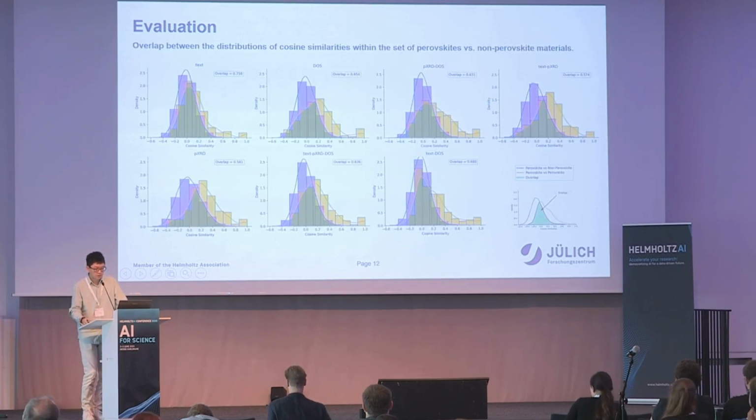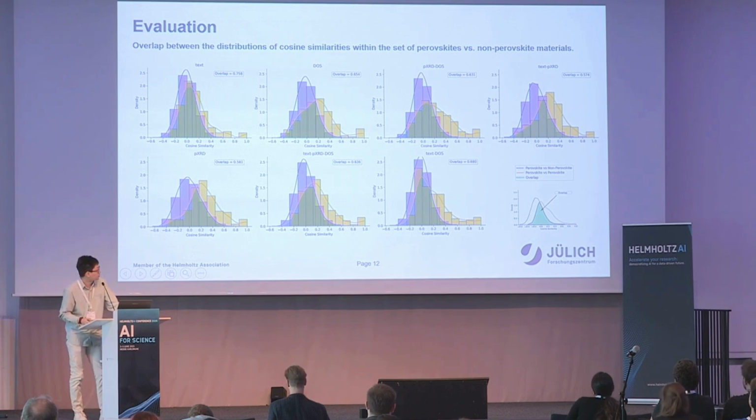Apart from that, we also evaluated from another perspective, in which we calculate the overlap between the distributions of cosine similarities within the set of pivotal-site materials and non-pivotal-site materials. And from the figure, you can tell that when the PXRD was involved during the training, the model was more capable of distinguishing between the two. That means that when you introduce more modalities, it gives the embeddings another perspective of the materials that the other modalities cannot contribute.